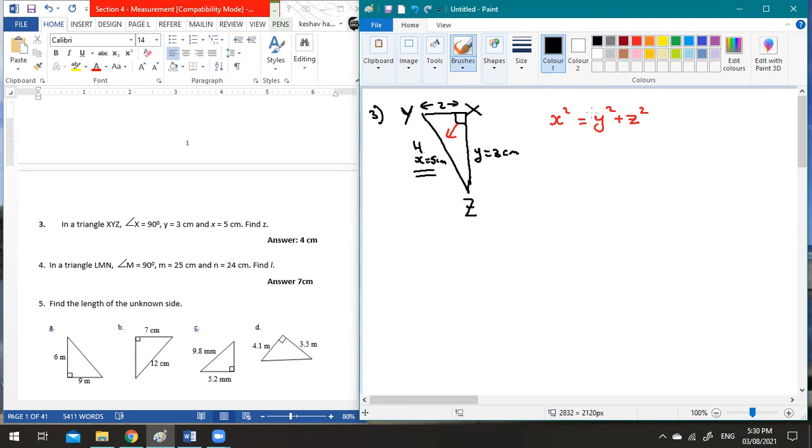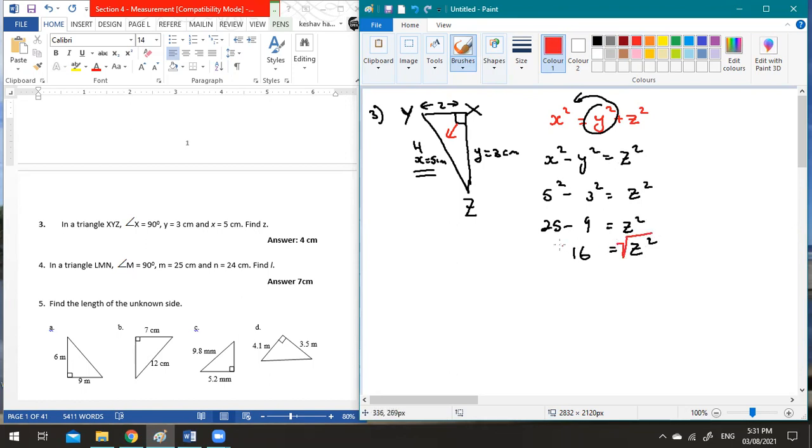So we could rearrange the formula to leave z alone on one side. So you'll have x squared minus y squared is equal to z squared, right? So we're going to start working it out. x in this case is 5. y in this case is 3. So 25 minus 9 is equal to z squared. 25 minus 9 is 16. And again, to get rid of the square sign, the opposite of square is square root, you must square root both sides. You get 4 centimeters for the length z.